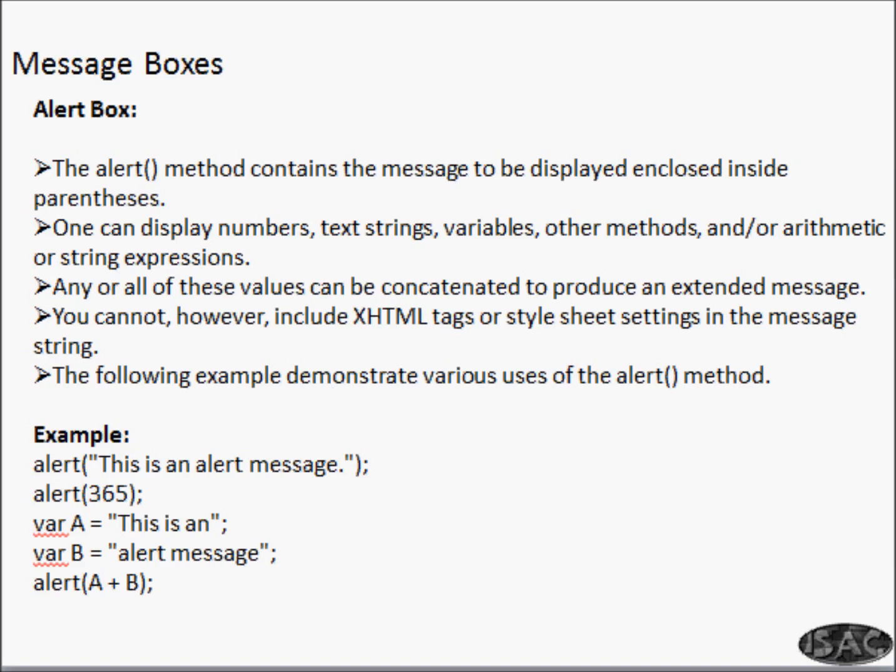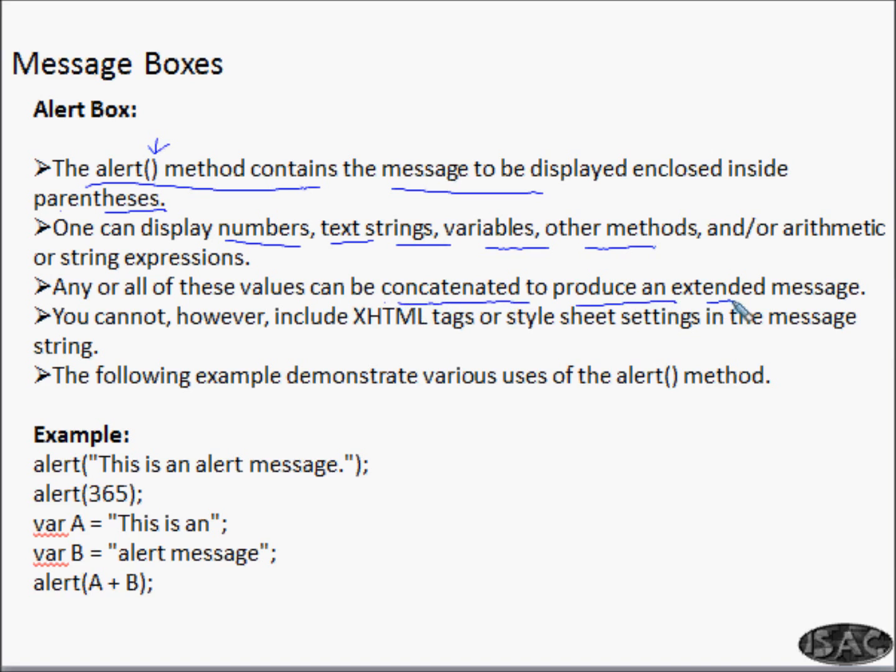So there's one message box, and we call it the alert box. The method is alert here. The alert method contains the message to be displayed inside the parenthesis. Whatever you write between the braces will display. One can display numbers, text, or whatever values we have, and any or all of these values can be concatenated to produce an extended message.